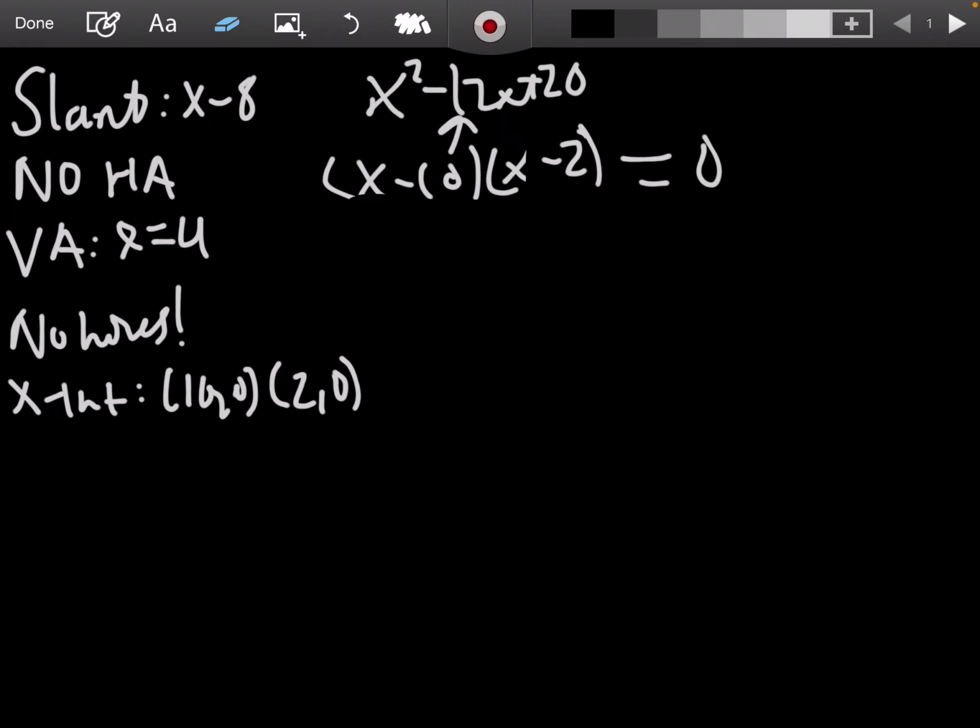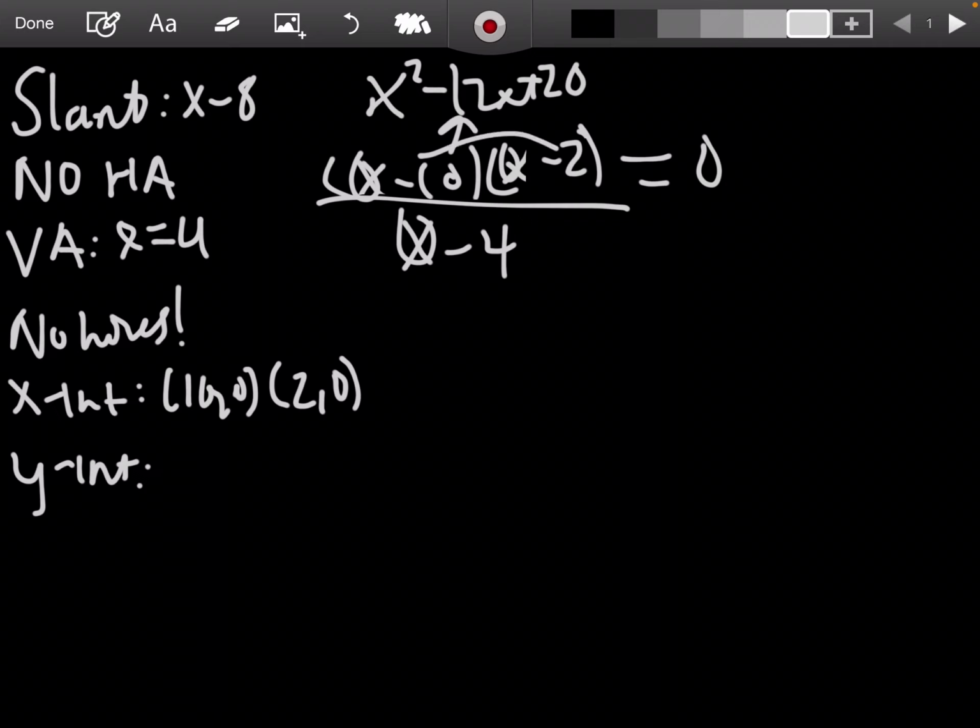Okay, now that we found that, the next logical step is, guess what? Find the y-intercept. In order to find the y-intercept, what do we need to do? We need to plug in 0 for every x in our simplified function. So, 0, 0, 0. We multiply that, so it's 20 over negative 4, which equals negative 5. So our y-intercept is (0, negative 5).